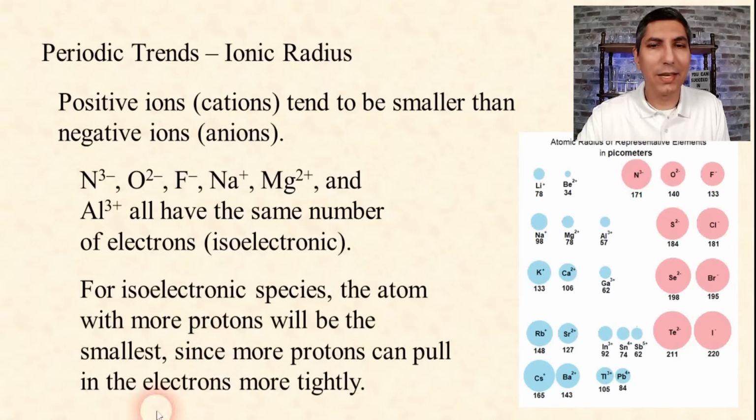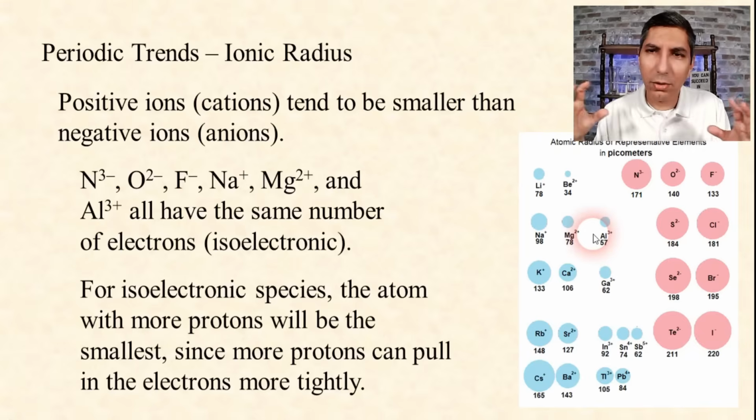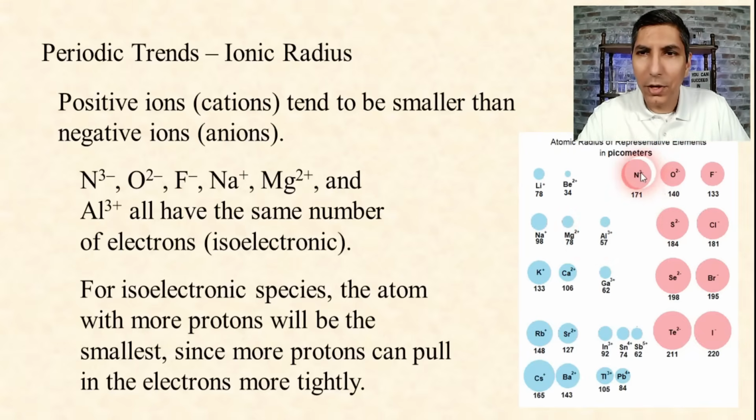Well, the reason is the atom with the most protons, if they're isoelectronic, is going to be the smallest. And that's because it has more protons, right? Aluminum has something like 13 protons, I think. So it can pull in those electrons a whole lot more tightly than something like nitrogen, which only has about 7 protons, I believe.